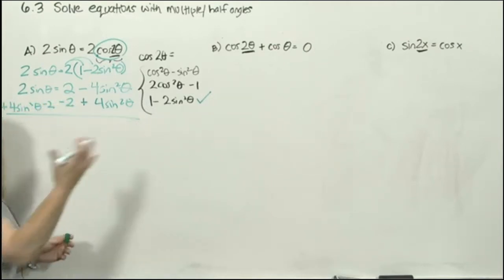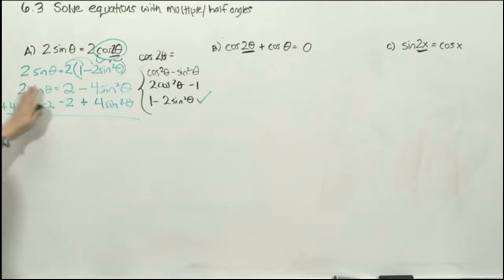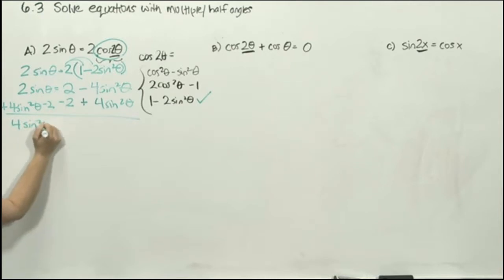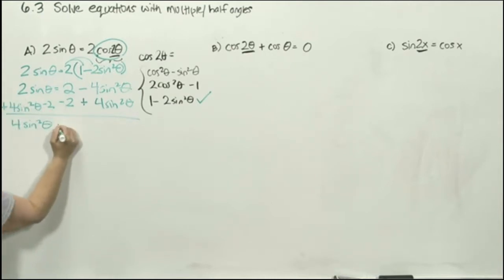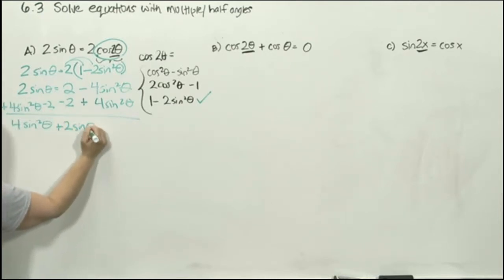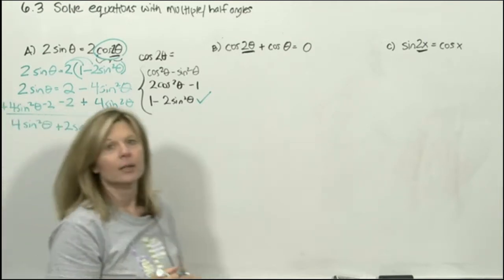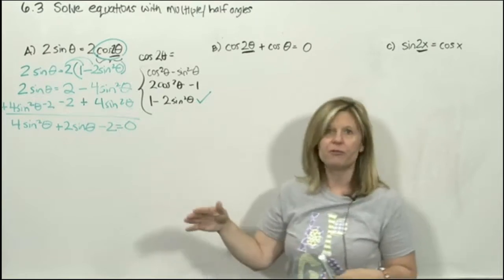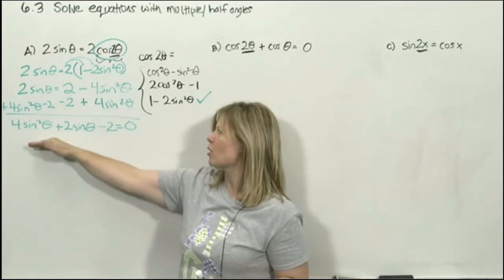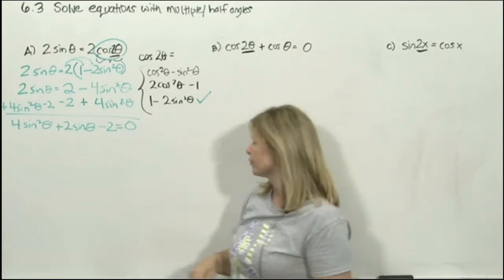Because in order to factor, all the terms have to be on the same side. Then I need to put these in the correct descending order. So this would go 4 sine squared theta, that's a positive 2 sine theta minus 2 equals 0. So remember, when we're going to do the factoring method to solve quadratics, we want our terms in descending order.